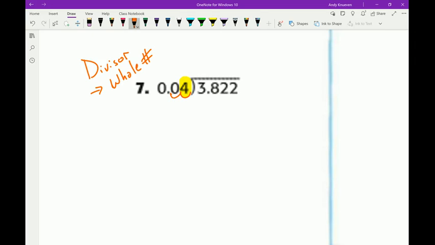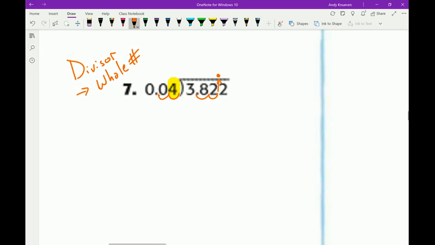So now I'm going to do the same thing with the dividend. I'm going to move it over twice. And when I move it over twice, I'm going to take that decimal straight up and put it into my quotient, into the answer area up top. So now I'm looking at this as 382.2 as our dividend. So let's do the work.